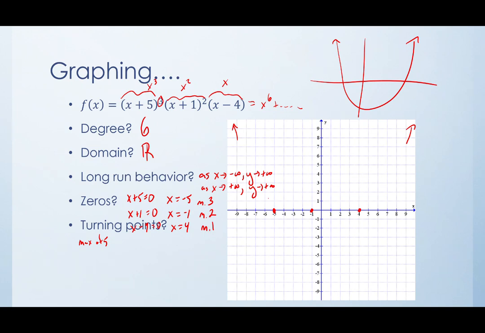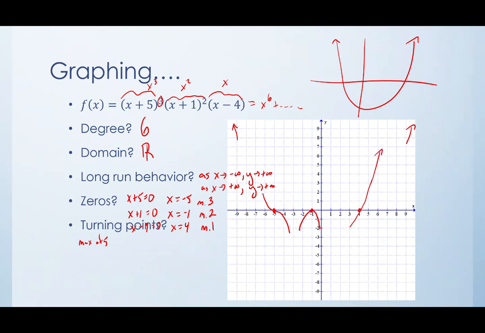So our negative 5, we know that's an odd multiplicity. So it is going to pass through the x-axis there, but we're going to have a concavity change, if I can draw it, right, this way. There we go. At negative 1, it's an even multiplicity, so we know it's not going to pass through the x-axis. It's just going to bounce. So we've got this. And at 4, it's got an odd multiplicity. It's got a multiplicity of 1. It's going to go straight through with no concavity change.